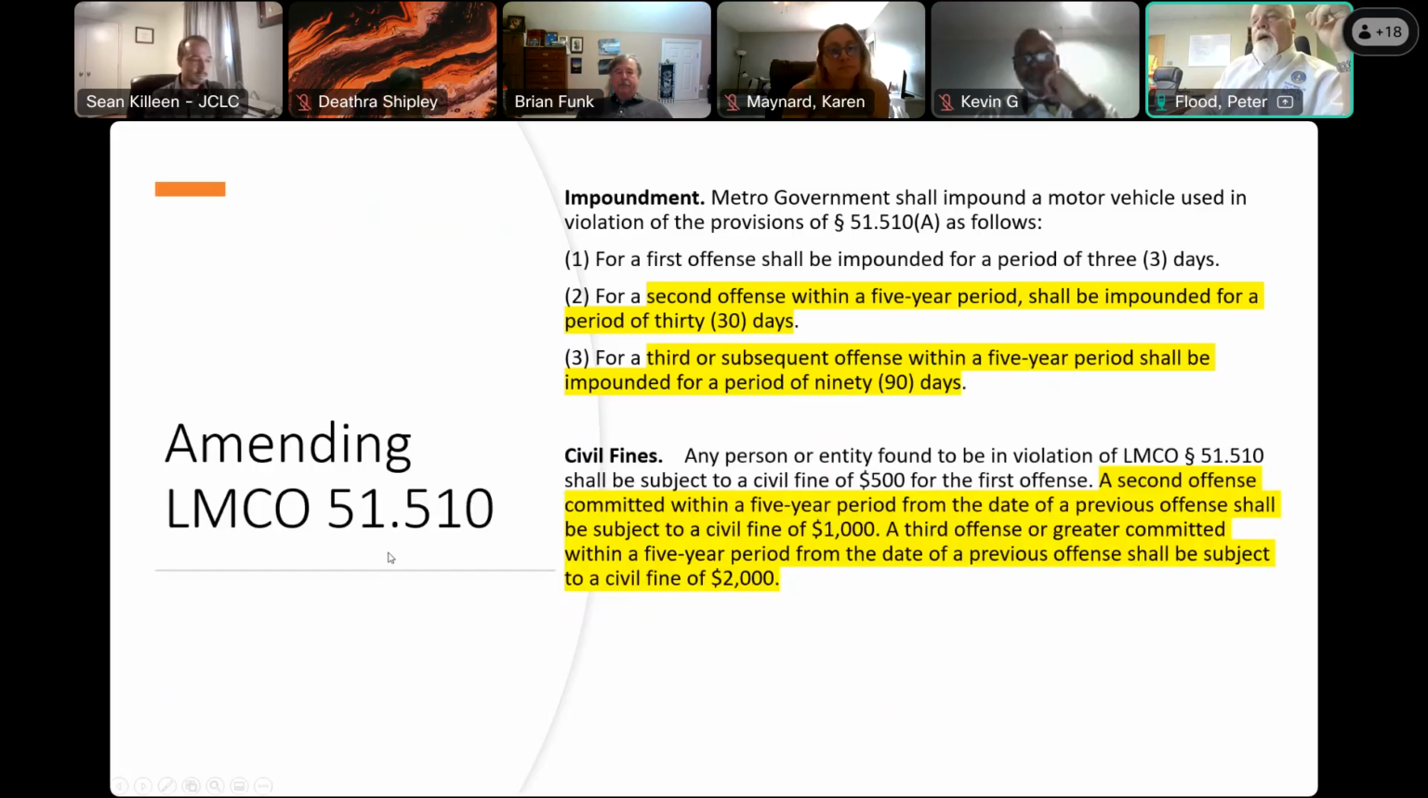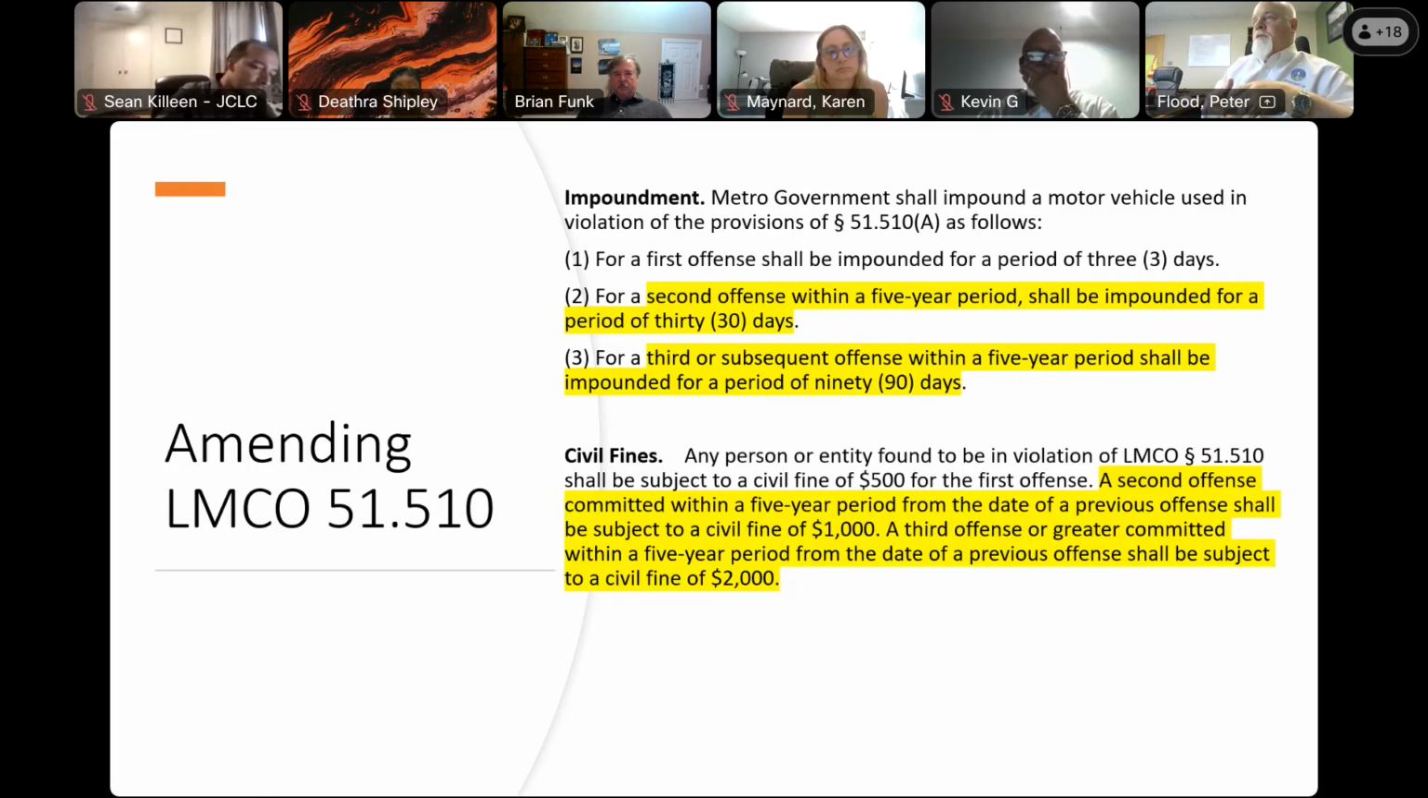Chapter 51, 510. This is the illegal dumping ordinance. And the reason that we were amending this is because we have some individuals that have been cited and impounded multiple times. One person, I think, or several people, up to 4 times. What we're trying to do is ramp up the fines to put an emphasis on this, that, you know, it's not going to be tolerated. So the language that was added was for a second offense within a 5-year period.